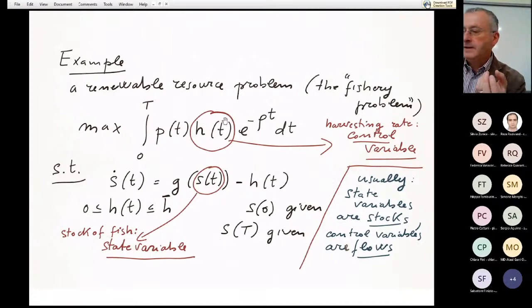Okay, so here the state equation decreases with harvesting, but the objective increases with harvesting. So it's a matter of trade-offs. In the previous example, the state equation decreases with consumption, and here the objective function increases with consumption, okay?